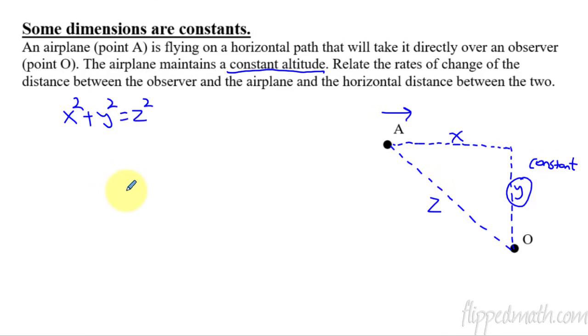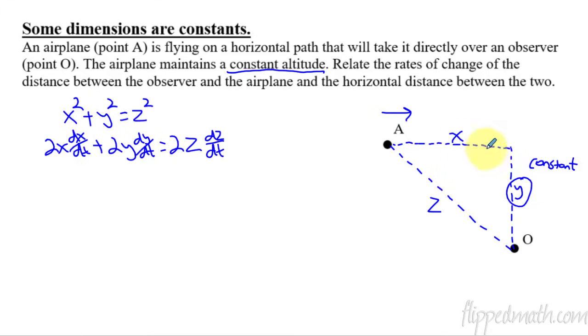Okay, let's pretend like I forgot about that. Let's just go ahead and take the derivative regular. So 2x, and then I get dx/dt plus, now yes, we could put 0, but I'm going to pretend like I forgot that it was a constant, and so I went ahead and wrote 2y dy/dt equals 2z, and then that's dz/dt. Okay, now this is where we look at dy/dt. How is this changing? So dx/dt is basically the speed of the airplane.